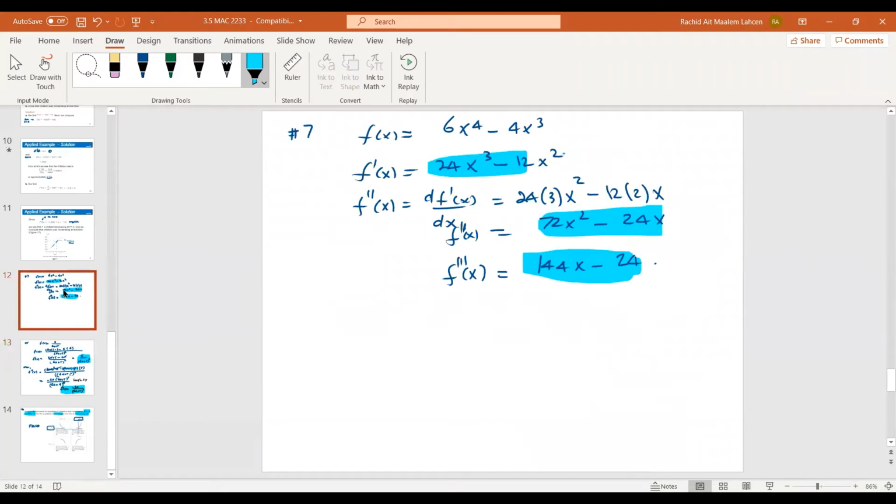For number 7, it's just a polynomial. You find the first derivative. Then from it, you differentiate it again to find the second derivative. Then you differentiate the second derivative to find the third derivative.